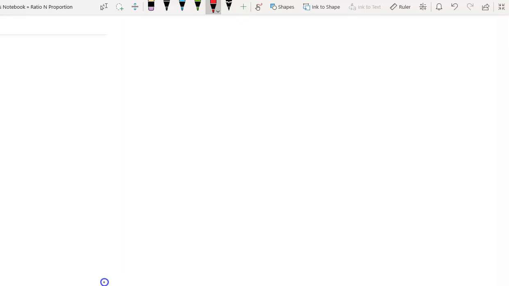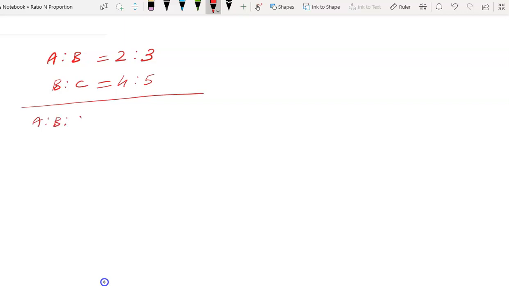Now let's see a small concept. Let's say we have A is to B is equal to 2:3, and we have B is to C, which is 4:5, and we need to find A is to B is to C. There are different methods to solve this. Let's see the first method.